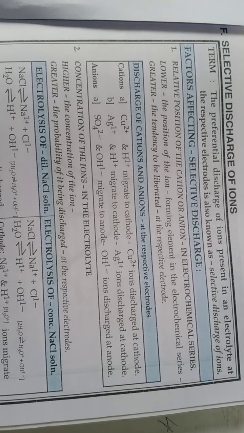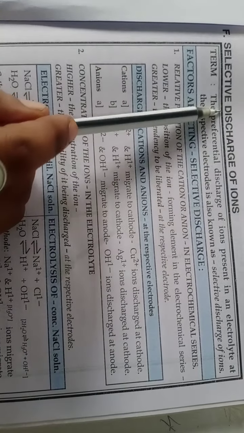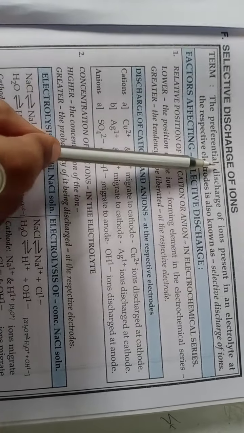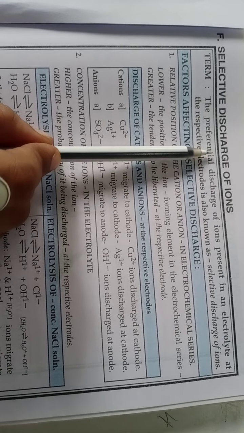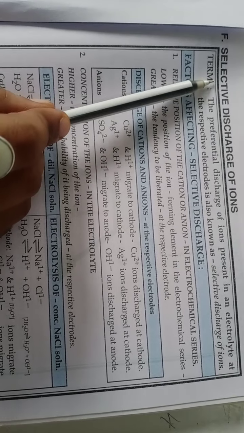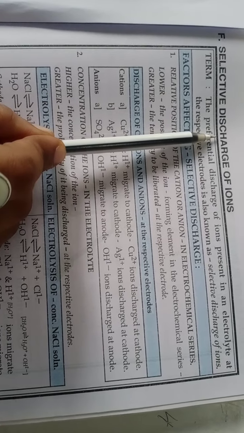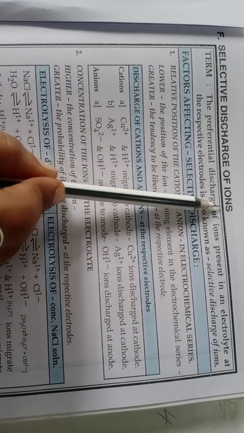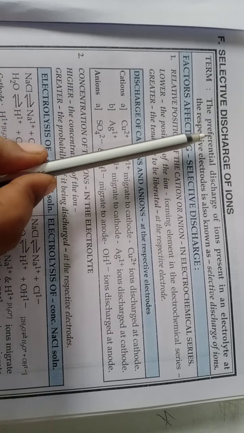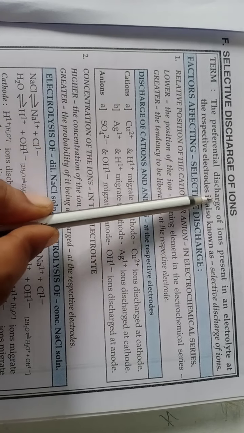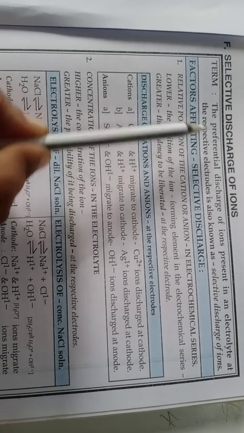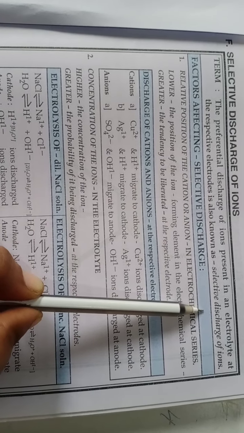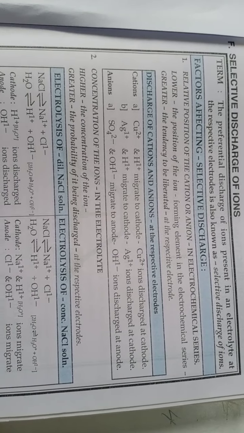Dear students, today we are going to start with the next and very important part. On the basis of this only we will decide the electrolysis process. It is saying selective discharge of ions. The term is defined as the preferential discharge of ions present in an electrolyte at the respective electrode is known as selective discharge of ions.